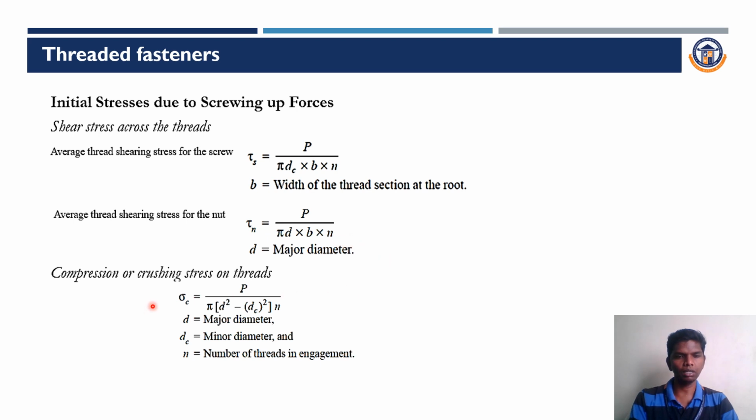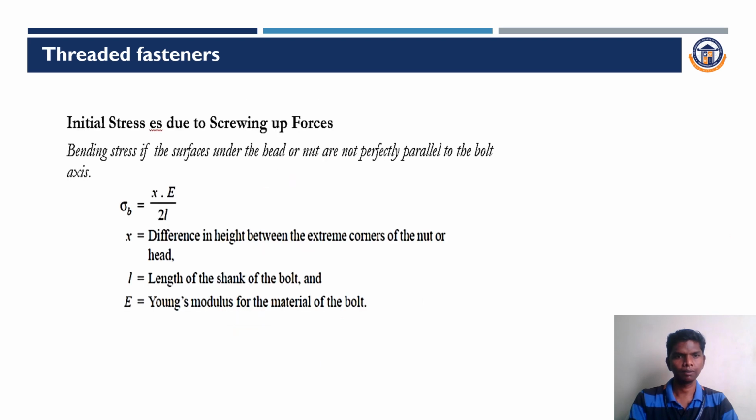The compression or crushing stress on the thread is calculated by using this formula. Initial stress due to the screw gear is calculated, and bending stress is calculated by this formula.